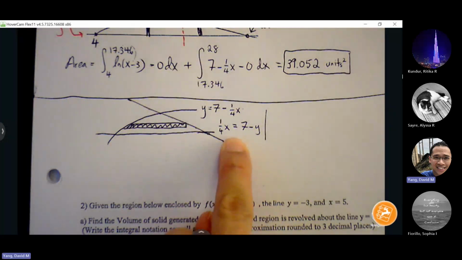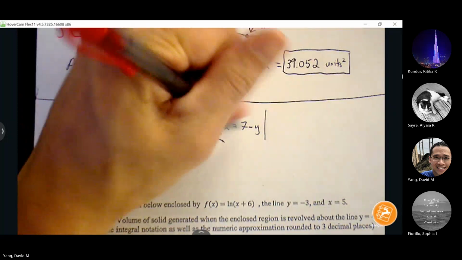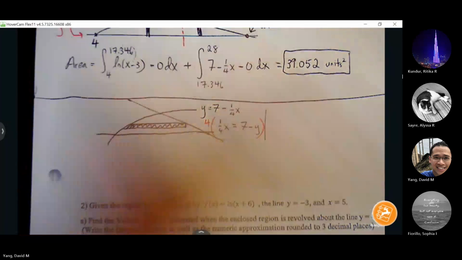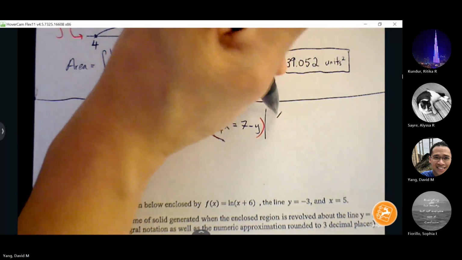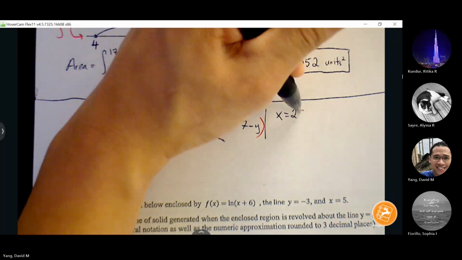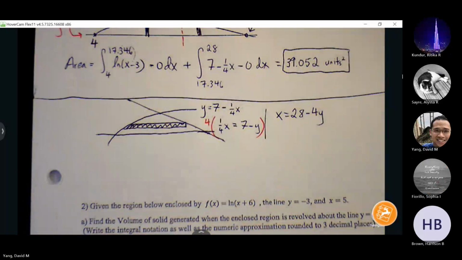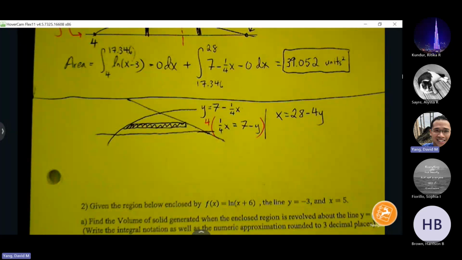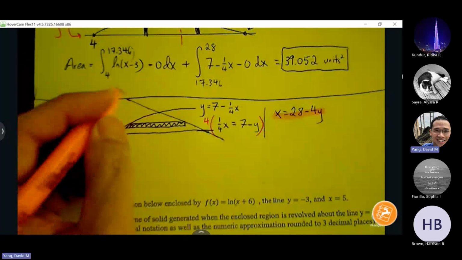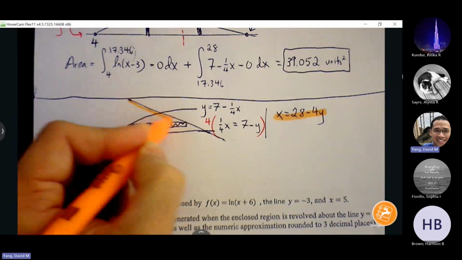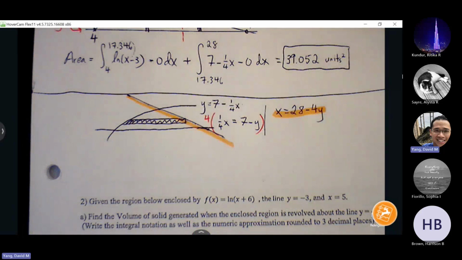If I multiply everything through by 4, I can get rid of that 1/4 x. Distribute that 4 through. Okay, so now this 28 minus 4y is the rewritten form of this line here. Okay, let's work on the curve.